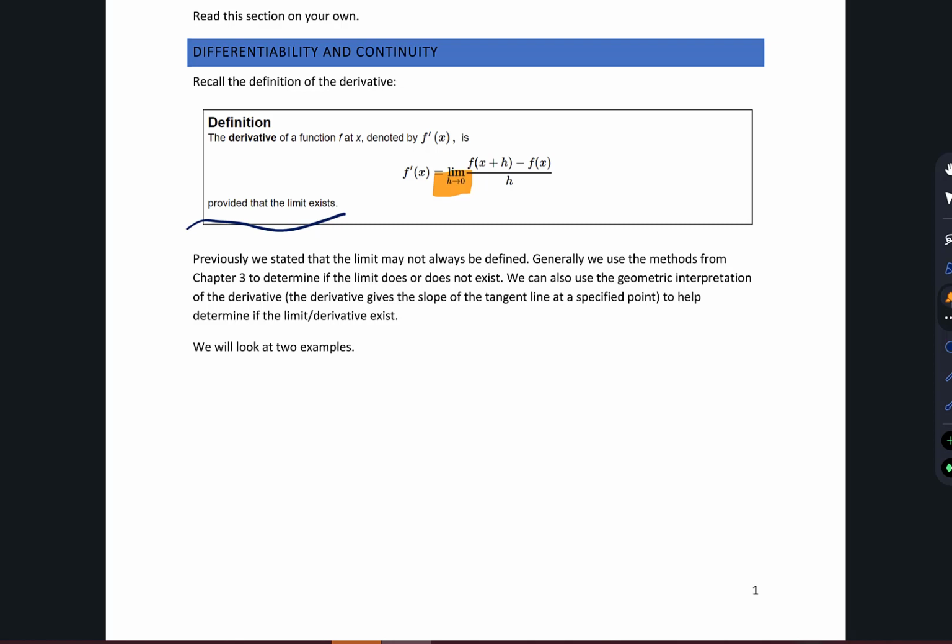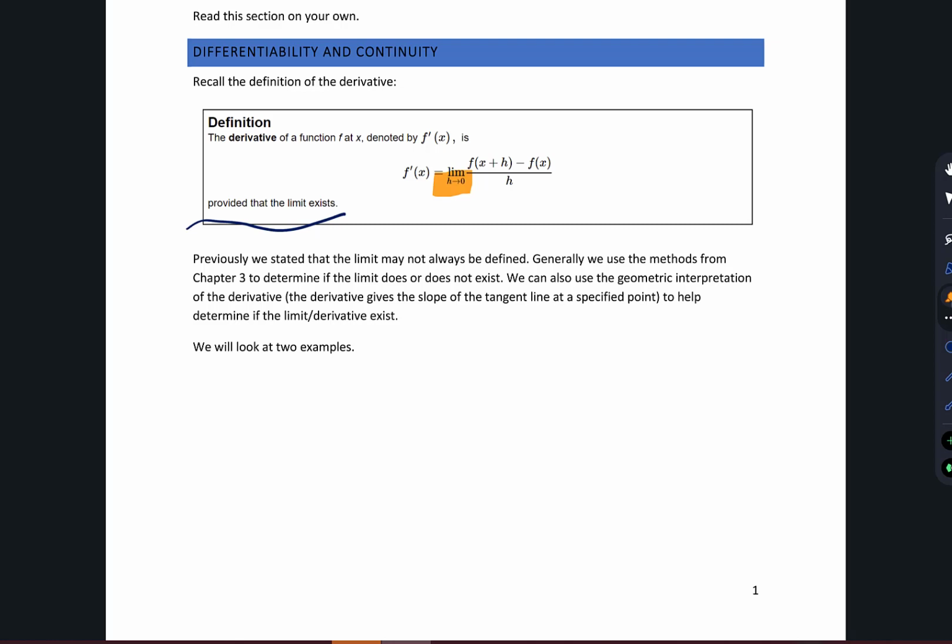And so we stated previously that the limit may not always be defined. And so generally we can use those methods from chapter 3 to determine if the limit does or does not exist. And we can also use the geometric interpretation of the derivative. In other words, the derivative gives the slope of the tangent line at a specified point to help determine if that limit or the derivative exist.